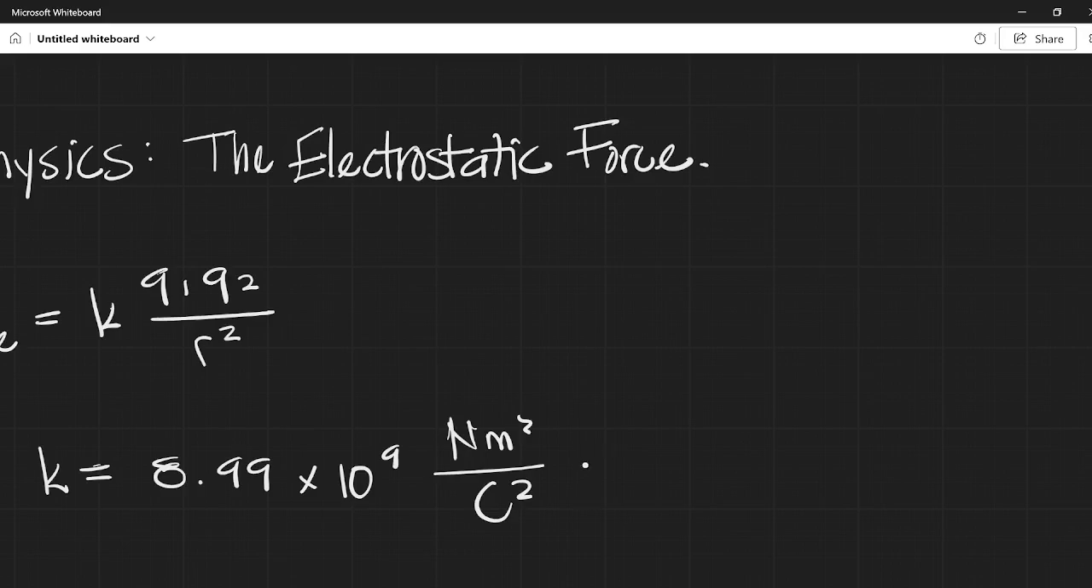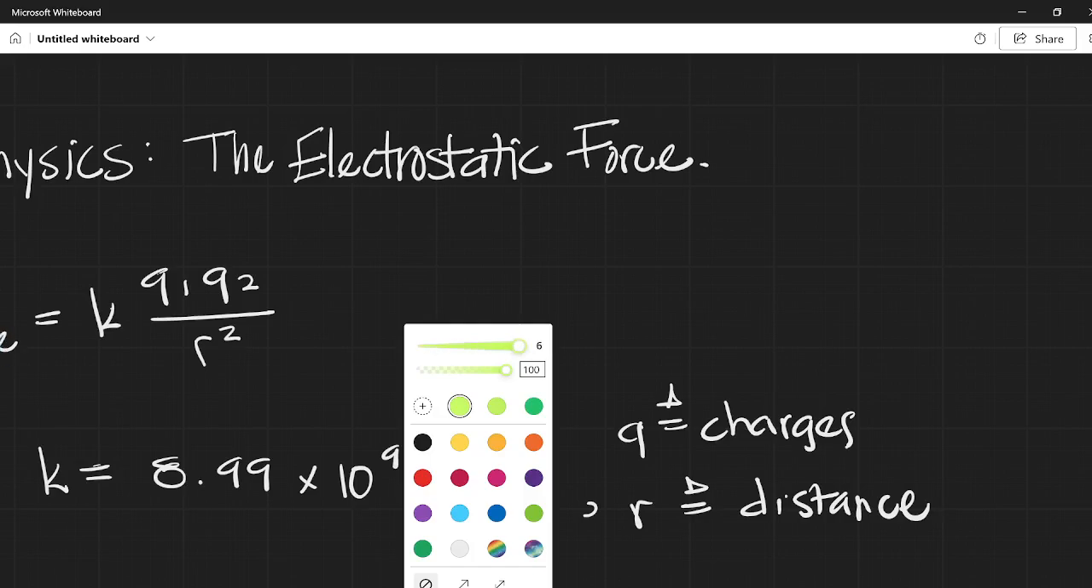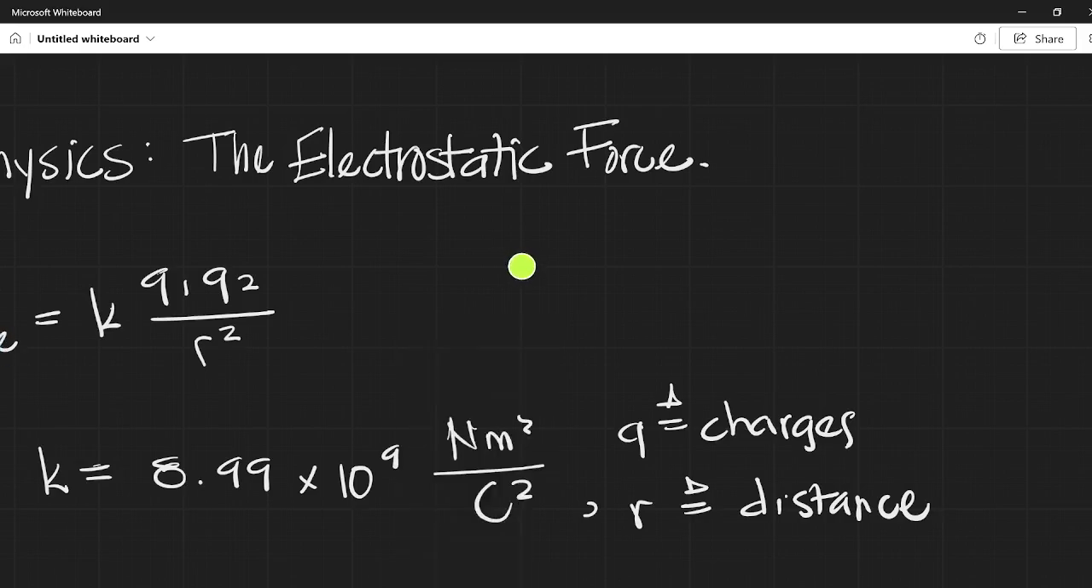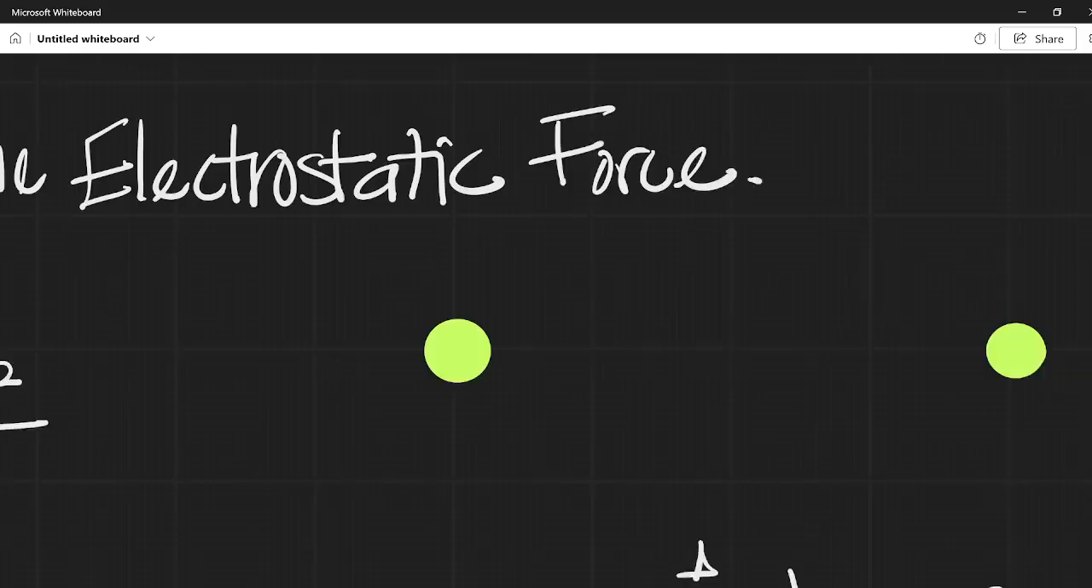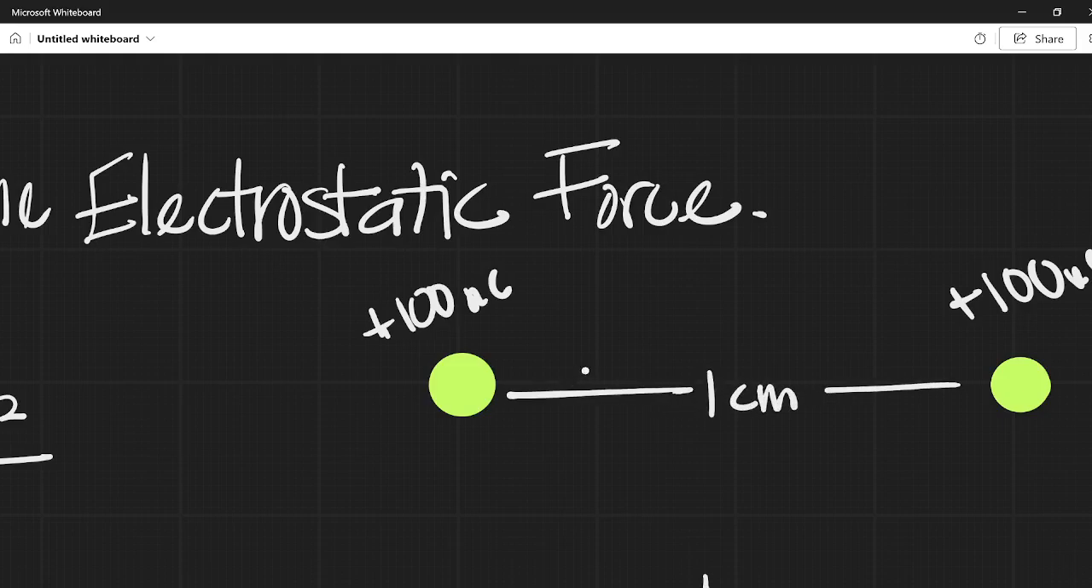And then we also said that Q is defined as the charges on each of the individual particles, and then R is defined as the distance between the particles being analyzed. And to drive this review home a little bit, we looked at a system of two charges, and let's just give them positive 100 nanocoulomb charge each, and then separated by some distance of maybe 1 centimeter or something like that.